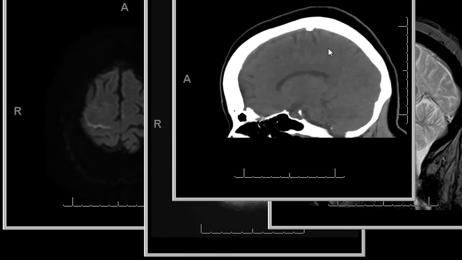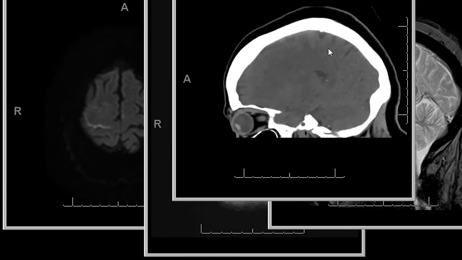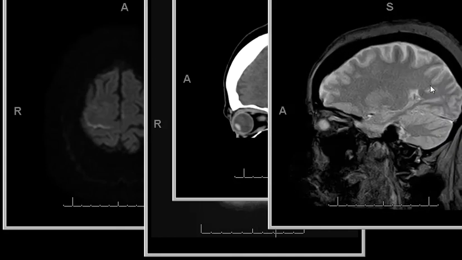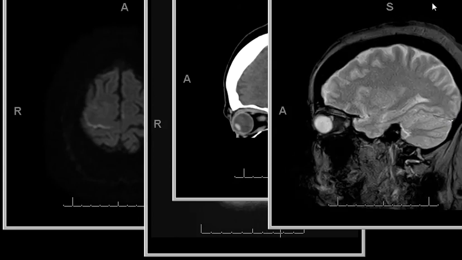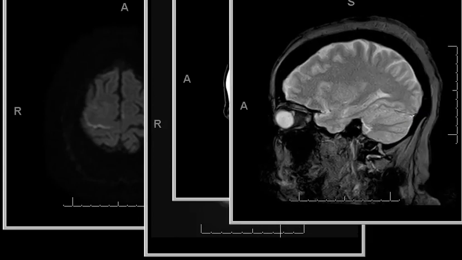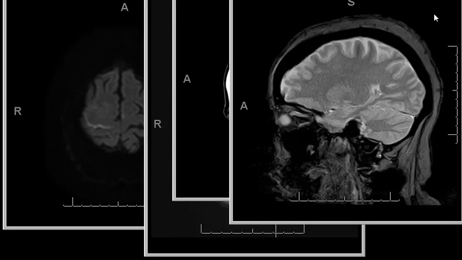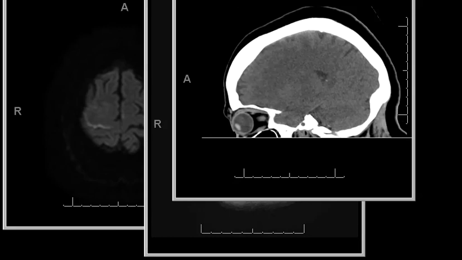Sometimes the subarachnoid hemorrhage is better seen on CT than MR gradient echo images. So I have to really consider all the images together to find the subarachnoid hemorrhage. That's pretty much it for this case. No stroke, with subarachnoid hemorrhage presenting as a stroke mimic.